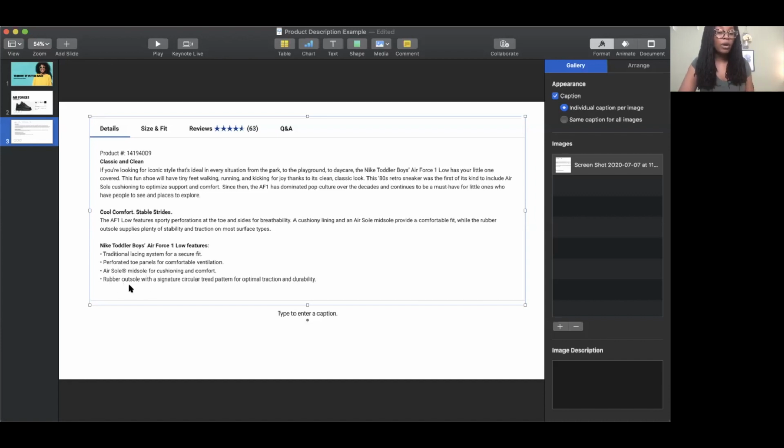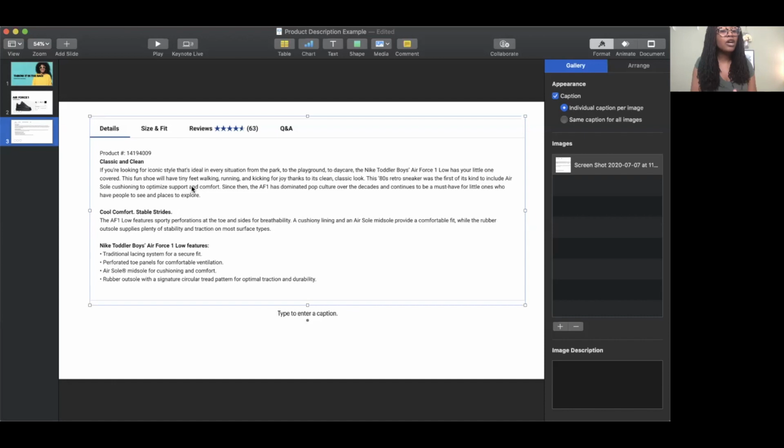Again, we talk about the rubber outsole that helps with traction and durability. And I also threw in here the signature circular tread. For those people who are sneakerheads or Nike fans, they know that this is another staple of the authenticity of this brand, having that circular tread at the bottom of the shoe.